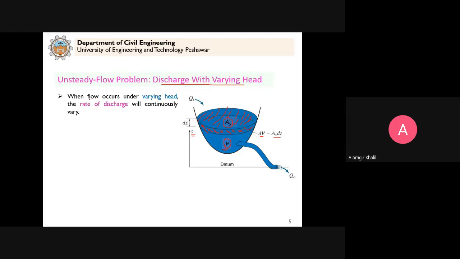Now when flow occurs under a varying head, when the head is changing, in this case we have qi, that is the inflow, and q naught, that is the outflow. When flow occurs under varying head, the rate of discharge will continuously vary. So when the head is changing, this outflow is a function of z. If z is changing, then the discharge will also change. So that's why it is an unsteady flow problem.